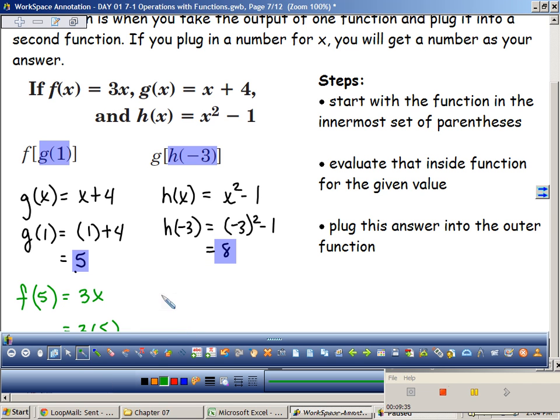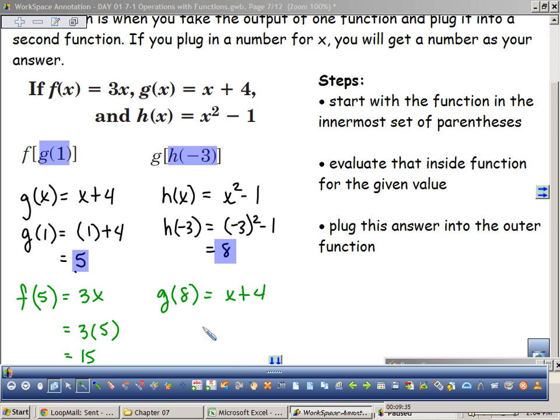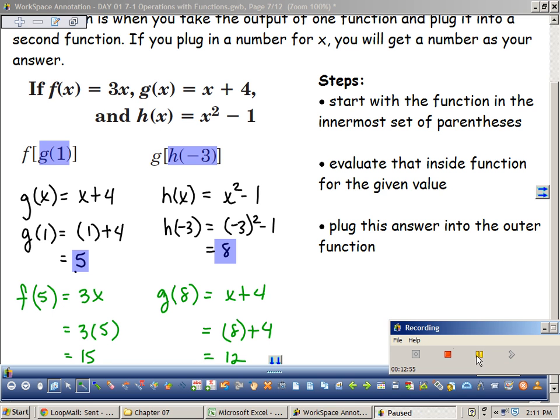So now I need to find g of h of negative 3. Well, h of negative 3 is 8, so I need to find g of 8. Well, g of x is x plus 4. So everywhere I see an x, I'm going to substitute in 8, which gives 12. So go ahead and write that down.